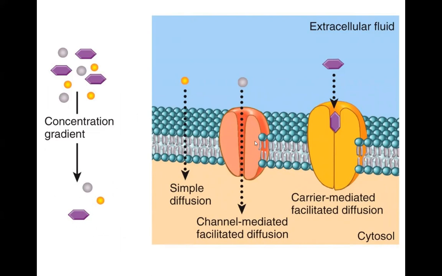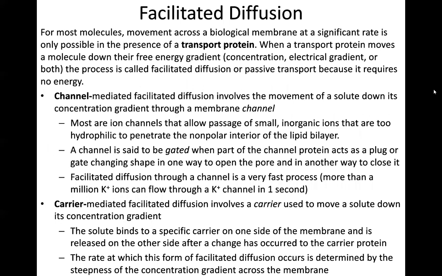But for most substances, which include ions and things like glucose, we need a transport protein to help them move. And that process, using a transport protein, is called facilitated diffusion. The word facilitate is just a fancy word for help. So this is just diffusion going from high to low with help. Who's helping? A transport protein, either a channel or a carrier.